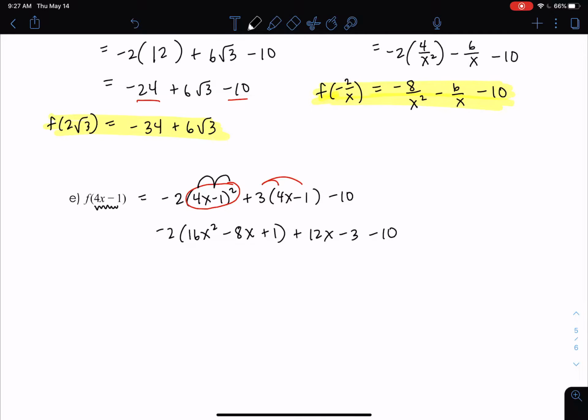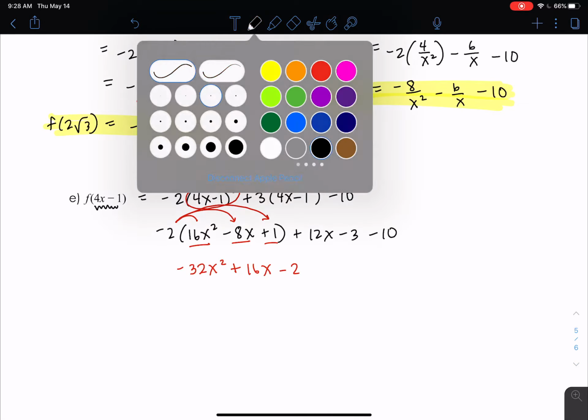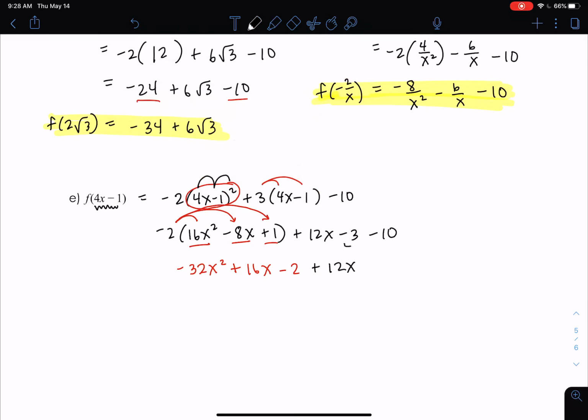We're almost there, one step away. Let's distribute and then combine our like terms. So negative 2 times 16x squared is negative 32x squared. Negative 2 times negative 8x is plus 16x. And negative 2 times positive 1 is minus 2. Notice how all the signs flipped because of that negative in front. Then we're just going to copy down our plus 12x, and minus 3 minus 10 gives me negative 13.